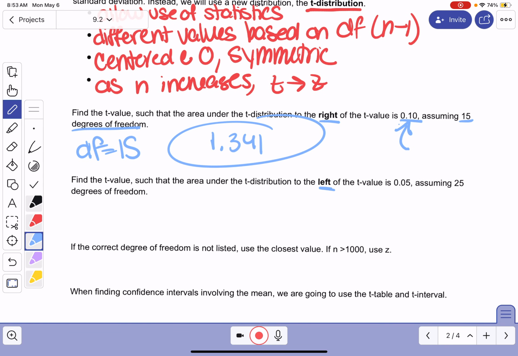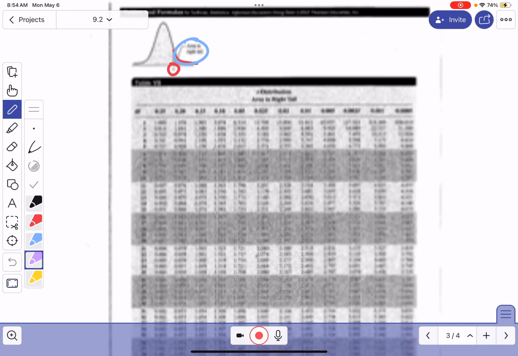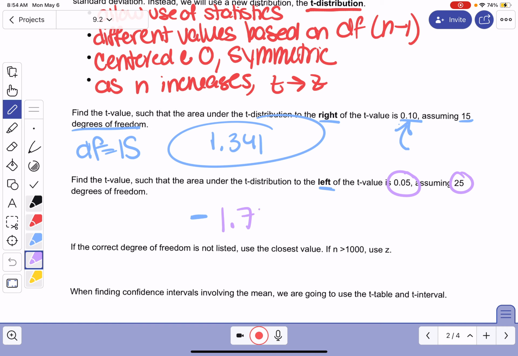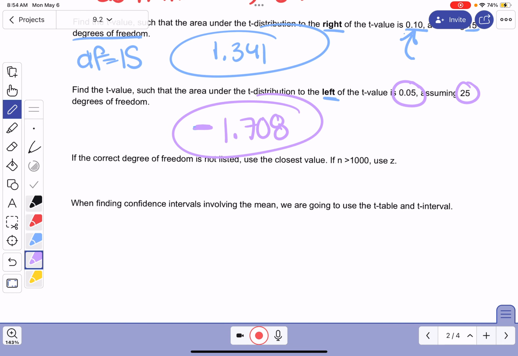When we're doing the left, it's the same thing, and remember it's symmetrical. So our values, area is 0.05 and 25 degrees of freedom. So we find 0.05, we find 25 degrees of freedom. So our t-score is 1.708 on the right. And the fact that it's to the left makes it negative. That's all.